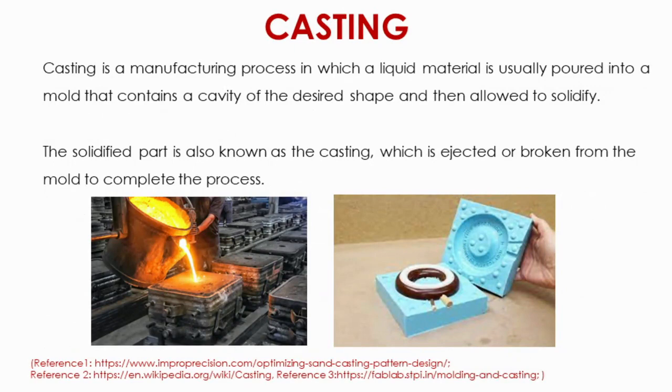Talking about casting, casting is a manufacturing process wherein liquid material is usually poured into the mold. As you can see in the picture on the bottom left, that's the mold, that's the box, in which the liquid metal is poured, and it takes the desired shape as it solidifies. On the right hand side, you can see a mold inside which a chocolate has been cast. So this is a casting process.